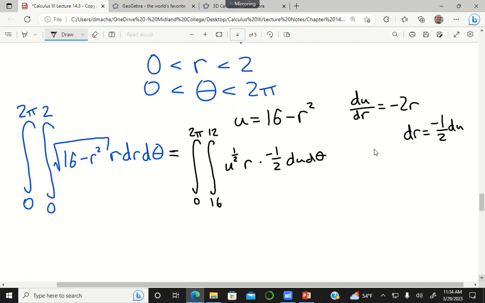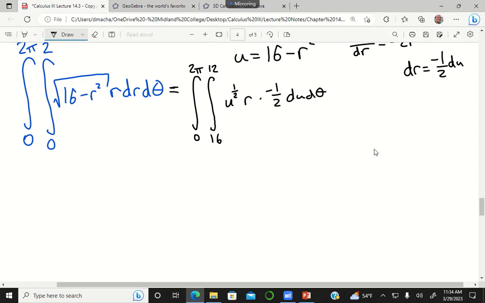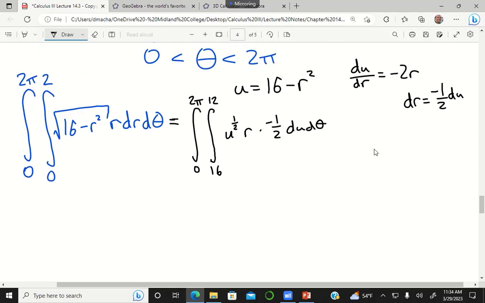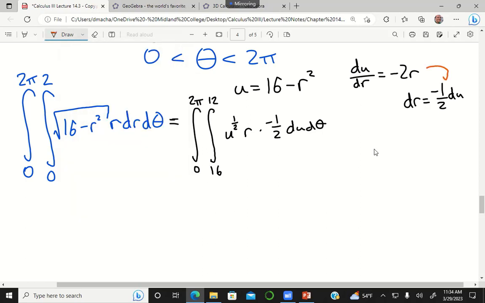Did that make sense? Did I make any mistakes in my u sub? Oh, sorry. I did make a mistake. That's a good catch. So this should have a little r down there, and then there should be a little r right there.